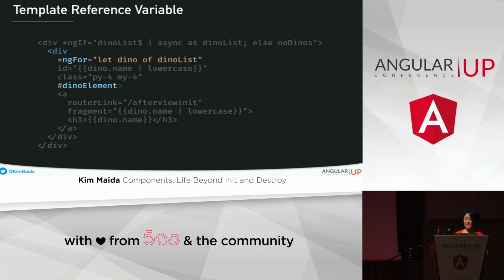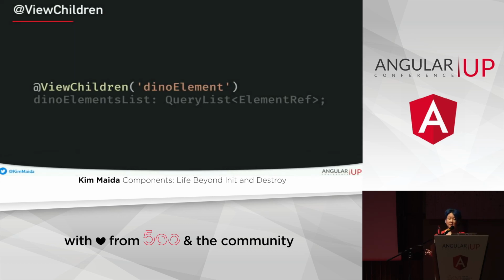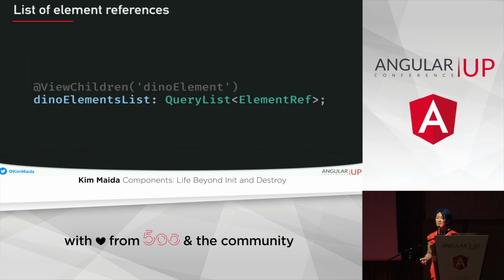And now we're going to add a template reference variable to our ngFor looped element, and this is called dinoElement. And basically what this allows us to do is to use the viewChildren decorator in our class on our dinoElement reference variable in order to get a list of element references. And we're going to call this dinoElements list, and basically this is the list of all of the elements that are in that ngFor loop.